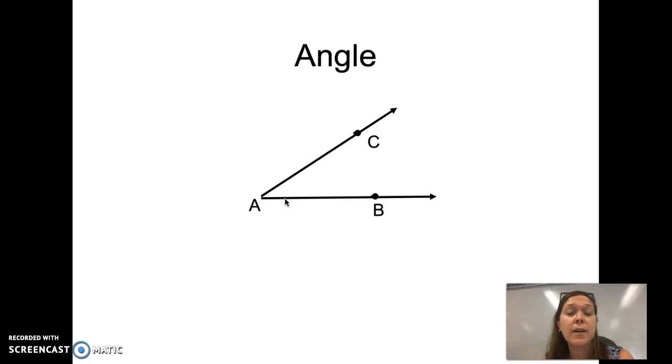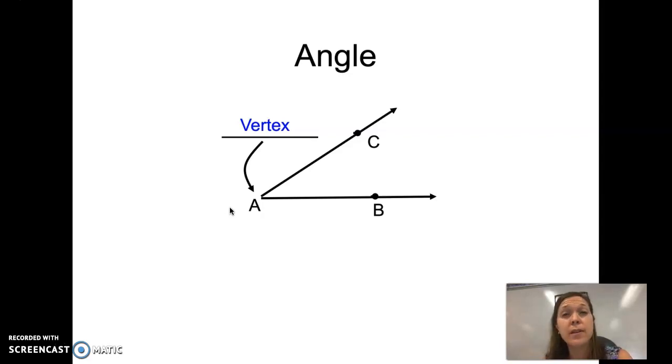Well, we've been talking about points, lines, line segments, and rays for the first half of chapter 1. So now what we're going to do is put two rays together to create an angle. We have some specific vocabulary that we use when identifying our angles. And the most important thing is the vertex.